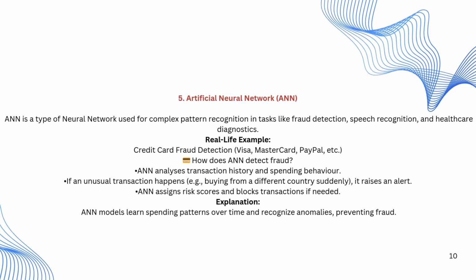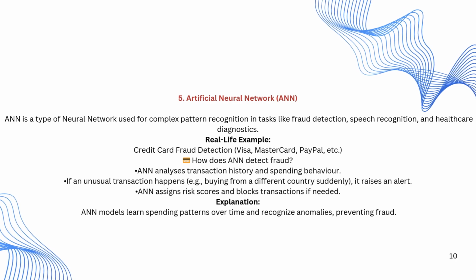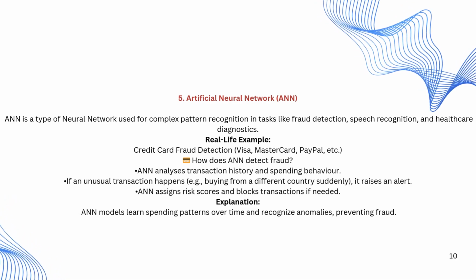Let's understand the artificial neural network, which is used for complex pattern recognition. It is mainly used in fraud detection, speech recognition, and healthcare diagnostics. Take an example: if your credit card is suddenly used in a different country, the ANN detects this as unusual behavior and raises an alert. Based on the patterns, the ANN recognizes the anomalies and prevents fraud.